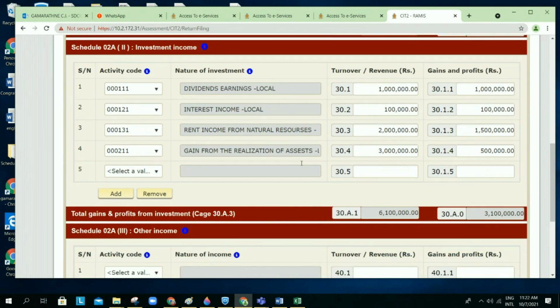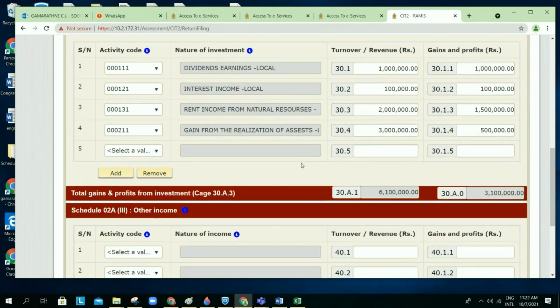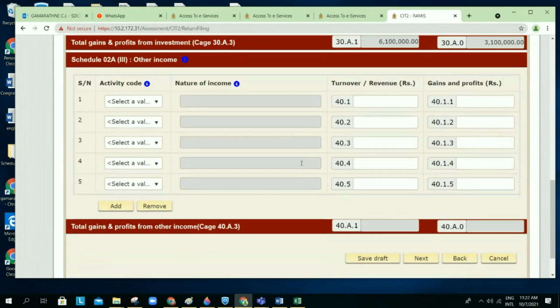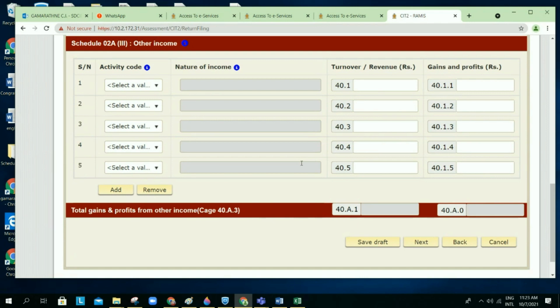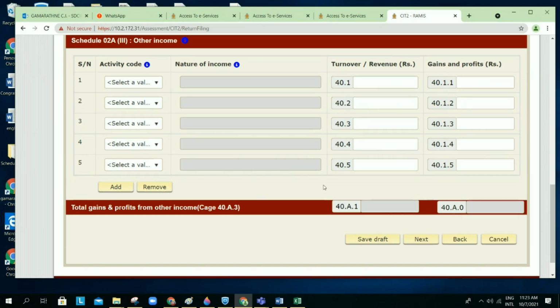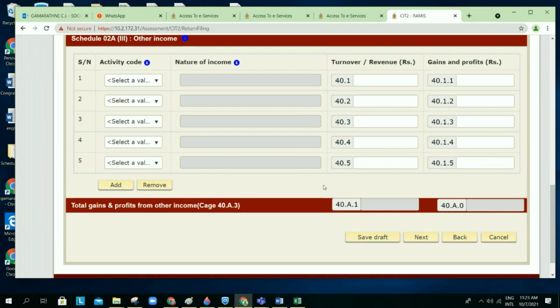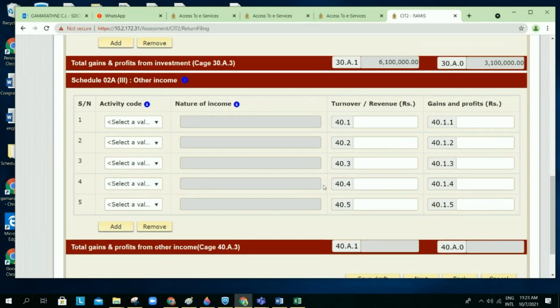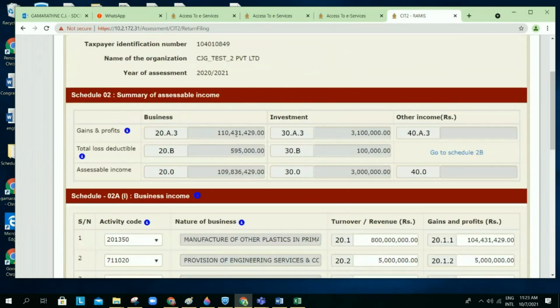Then schedule 2A3, there was no value here. Once this is completed, those total values are reflected on the summary page, on the same schedule 2 summary. This value should be reflected under business income. Then 110,431,429 is reflected. Under the investment income, 3.1 million is reflected. There was no value for other income.